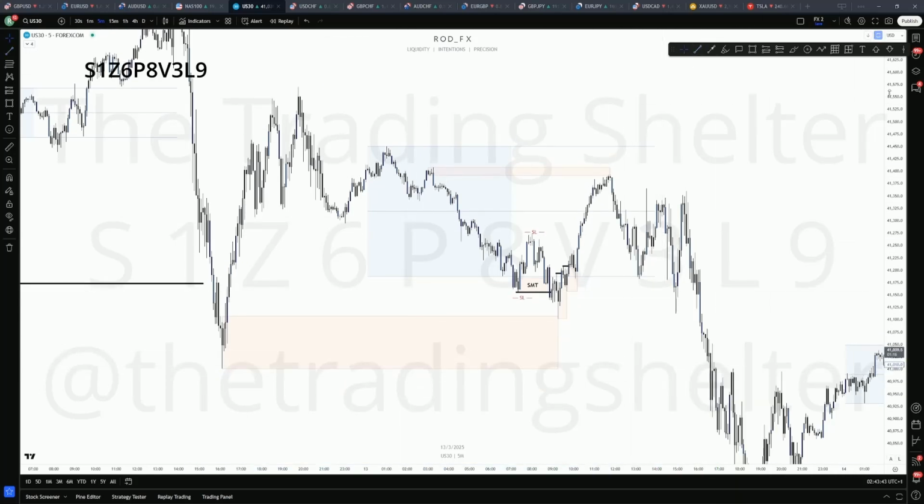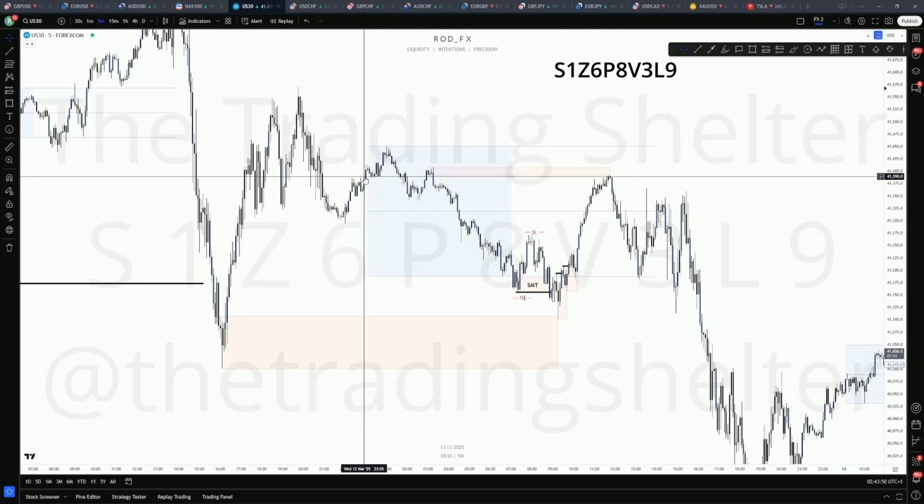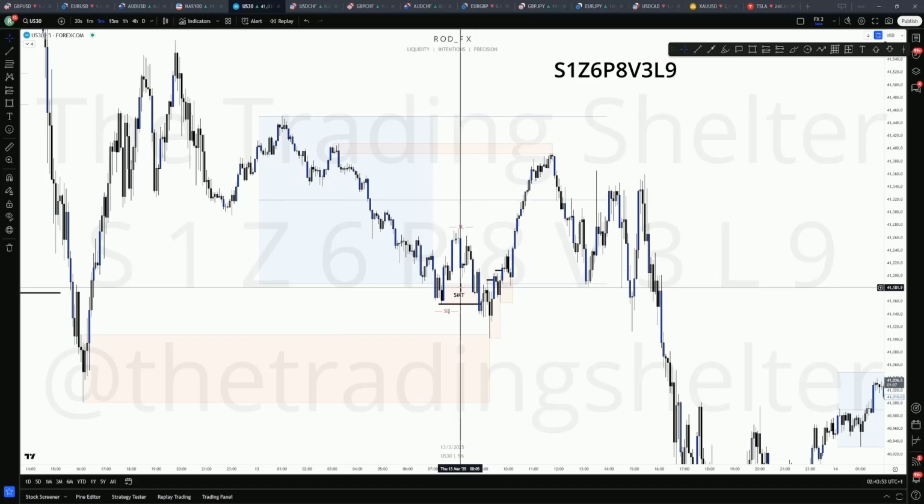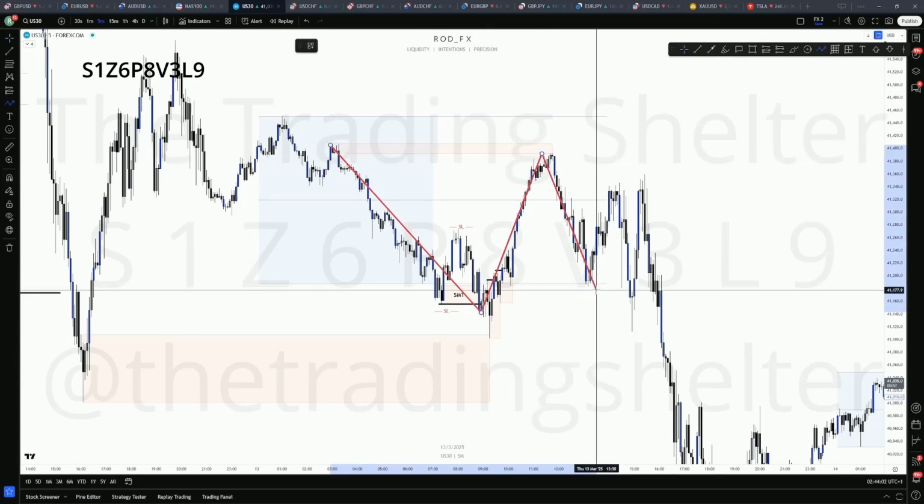So you could put an alert here if you want, no problem. You put an alert here, but you don't expect it to be taken. You just put an alert. If it's taken, it's taken. So that's why it's so important to always put alerts at relevant structural points that are in line with the structural expectation. As you can see here, price does this, does this, does this.